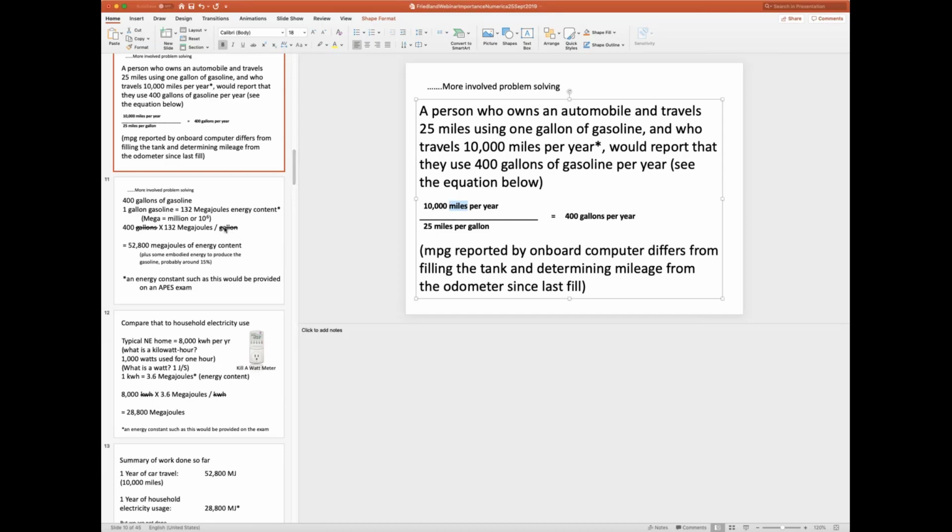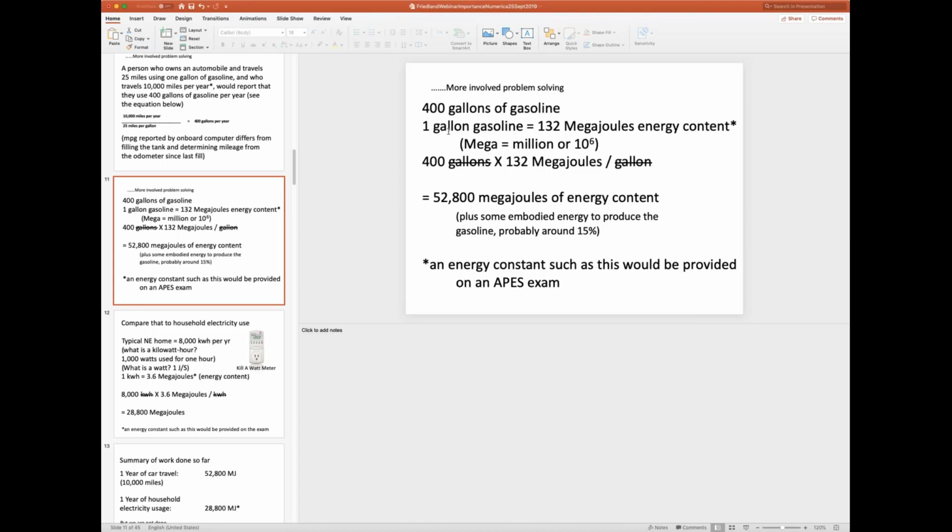But at any rate, let's say we have 400 gallons of gasoline that we used, and we look up or we provide for our students that a gallon of gasoline contains 132 megajoules of energy content. So a mega is a million, or 10 to the 6. So 132 megajoules is the quantity of energy within a gallon of gasoline. And I want to point out that an energy constant such as this would be provided on an APES exam. A student would never be asked to have memorized something like the conversion from gallons of gasoline to megajoules of energy content within that gallon of gasoline.